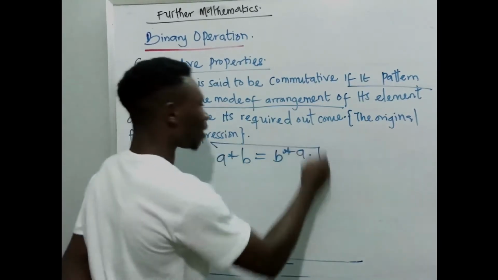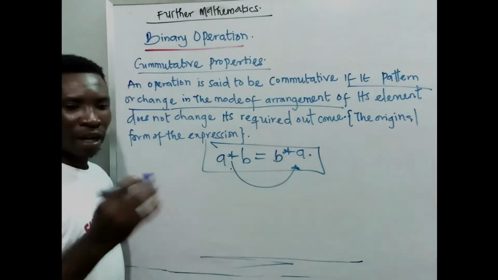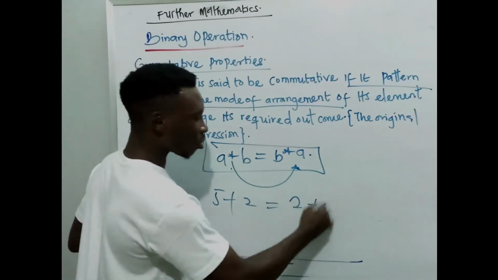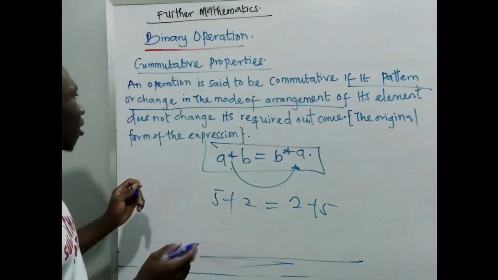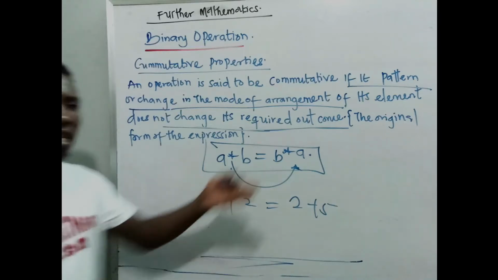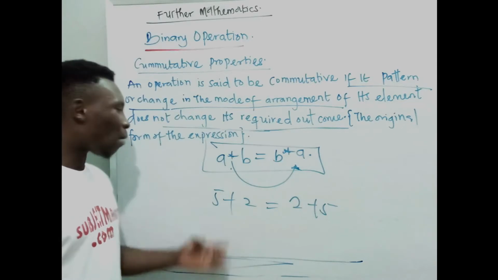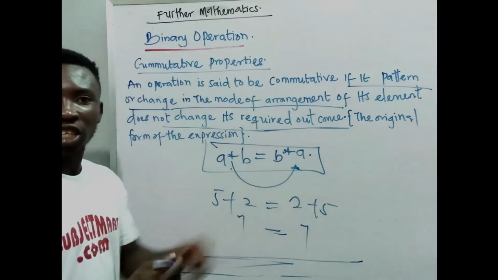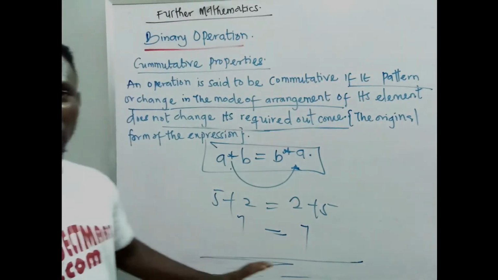Now, this operation here is said to be commutative because what we have here is obviously going to give us the same as what we have here. For example, 5 plus 2 is also commutative as 2 plus 5. It does not change its required outcome, either I bring 5 first or I bring 2 first. As far as it gives me the desired outcome, and what is my desired outcome? 5 plus 2 gives me 7, and 2 plus 5 gives me 7. As far as it doesn't change its outcome, then I can say the particular expression is commutative.